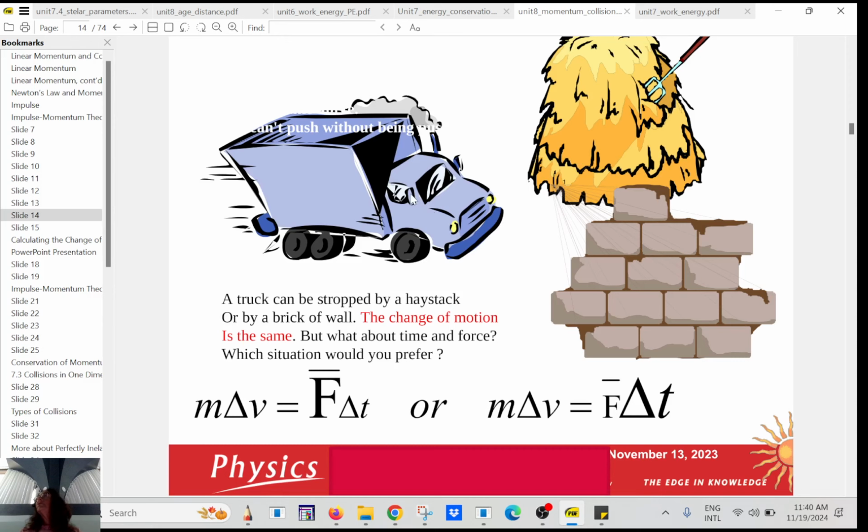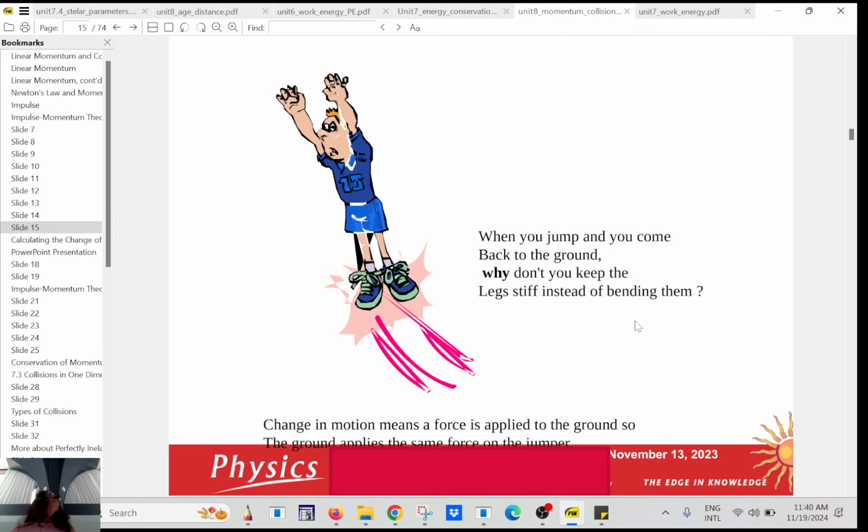Same thing here. Would you rather crash in a stack of hay or into a wall? Hay, right? Because you increase the time, you decrease the force for the same change in momentum, because you stop from moving. Obviously, when you jump, do you bend your knees or stay stiff? Bend your knees, same reason. The change in momentum will be the same. You fall and gravity stops you. By increasing the time of impact, you decrease the force.